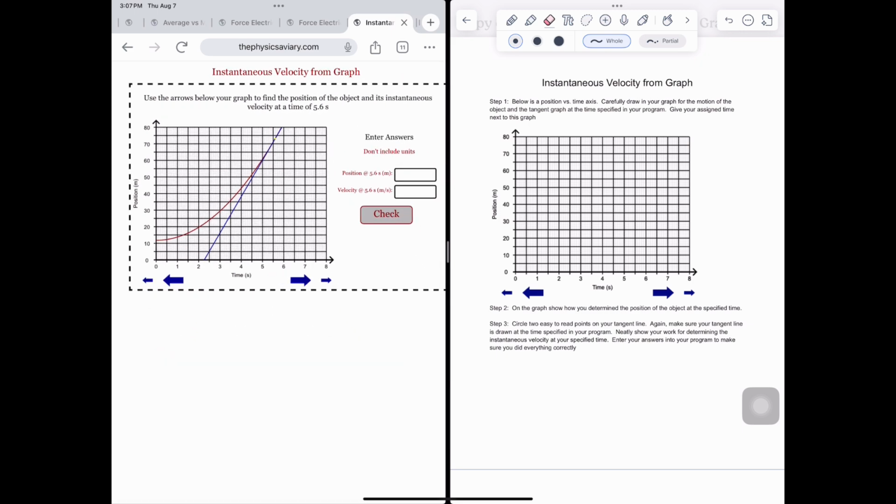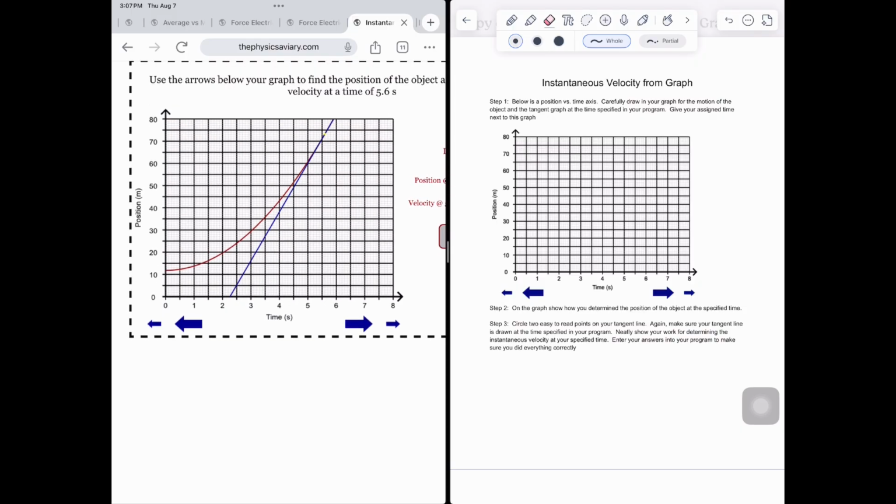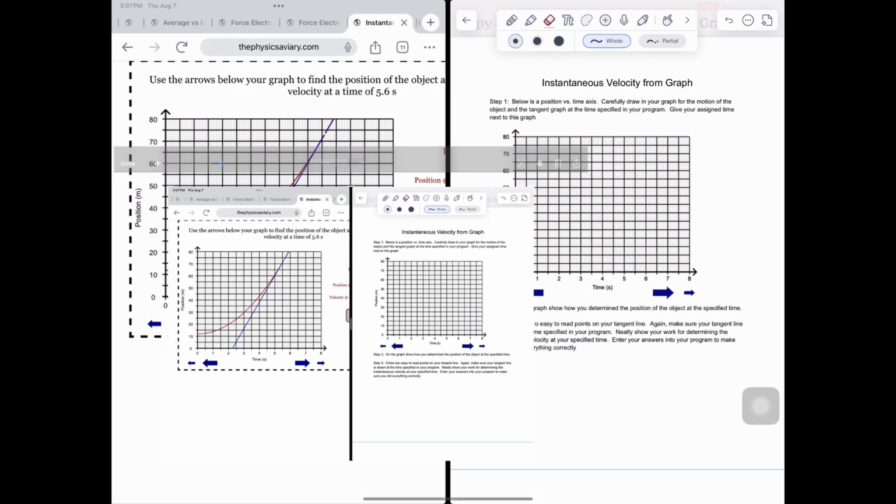Once you get there, I need you to take a screenshot and paste that graph onto your Google Doc. There we are.